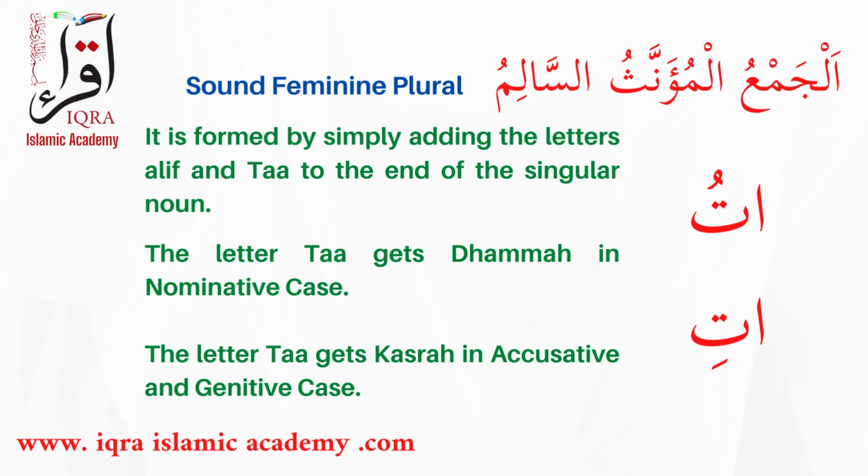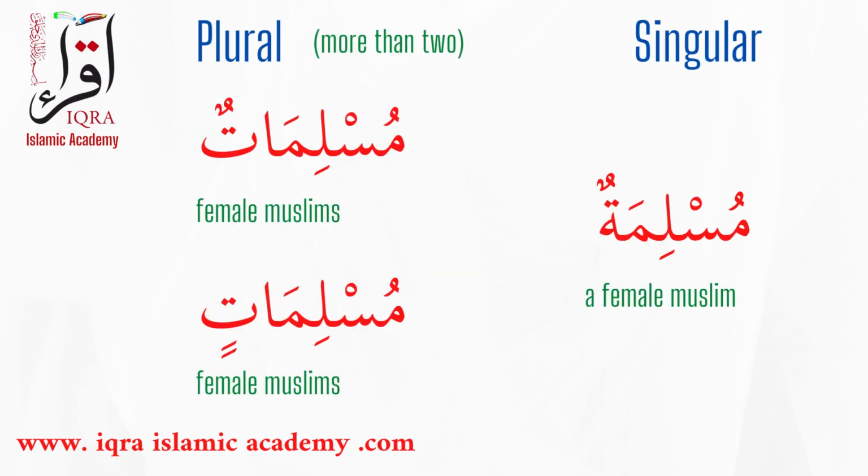Now, the point to note is the letter preceding alif will always get a fatha. Whether it is nominative case or genitive case or accusative case, the letter preceding alif and ta will always get a fatha. You can see in the example Muslimatun. Now, the point to remember is when alif and ta are added, the round ta will be eliminated.